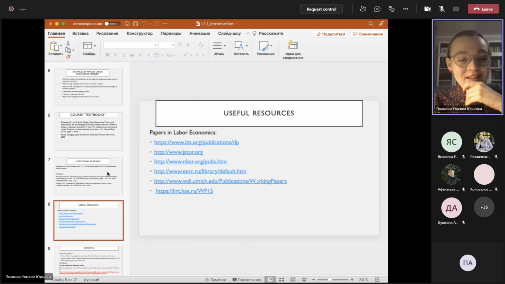Okay, some resources. Basically, it's working papers, but definitely about labor economics. And of course, you can find different articles about labor economics topics in different economic journals.